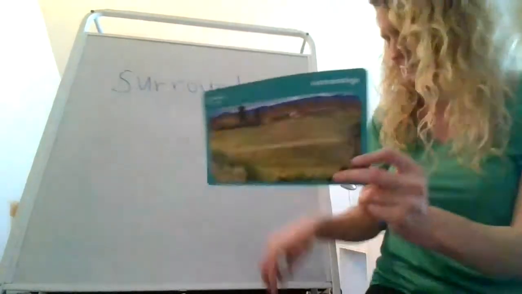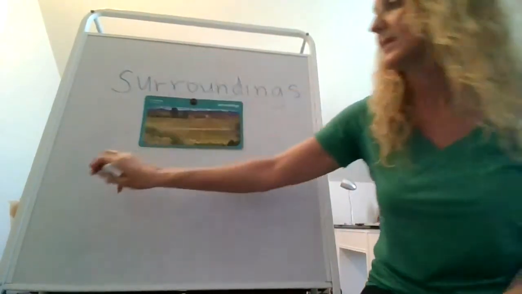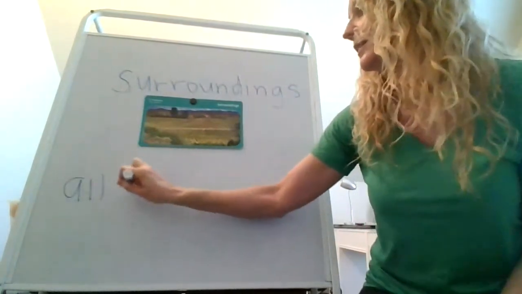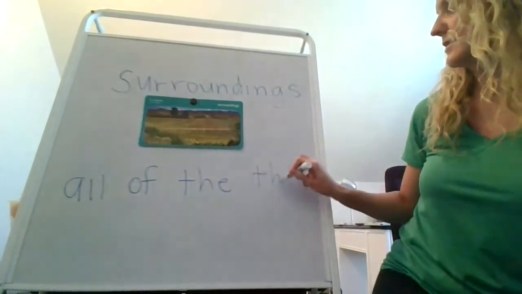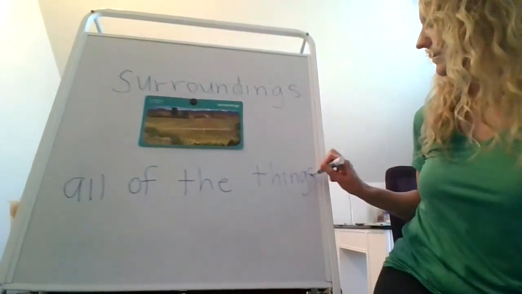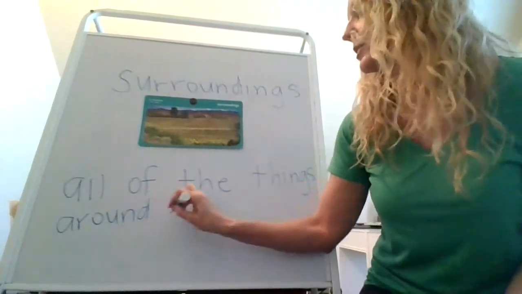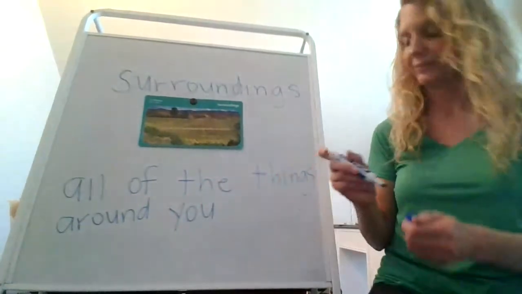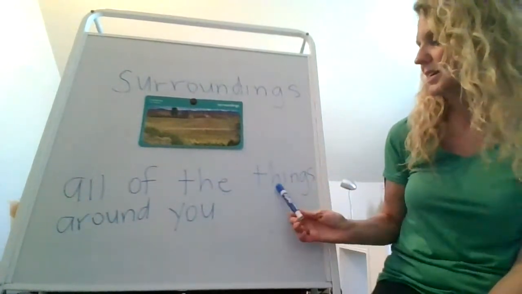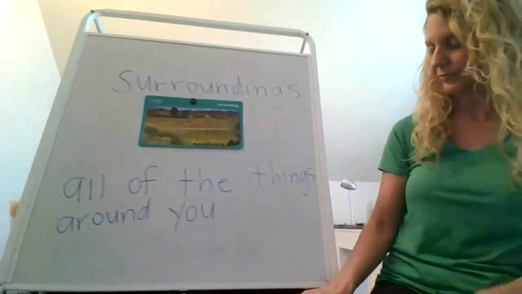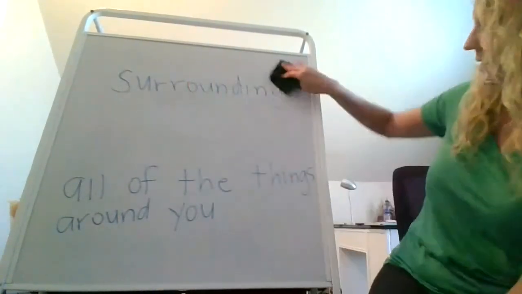So surroundings, let's put this up here. Surroundings mean all of the things around you. So surroundings are all of the things around you. All right, let's move on to our next word.